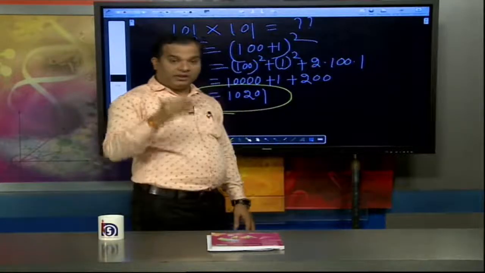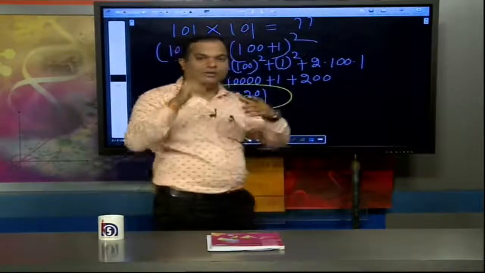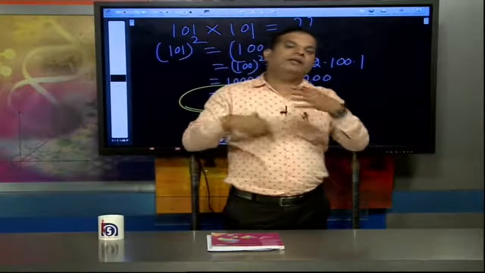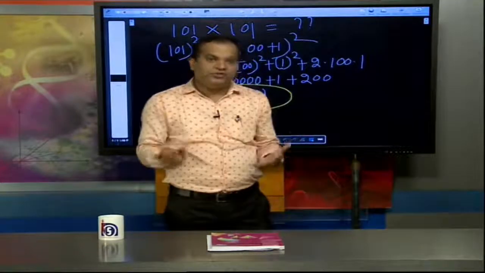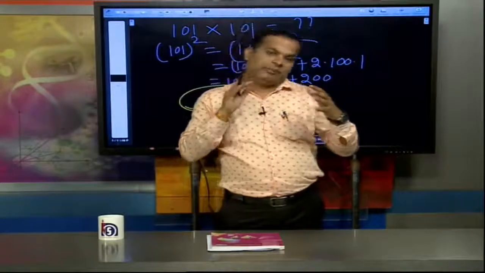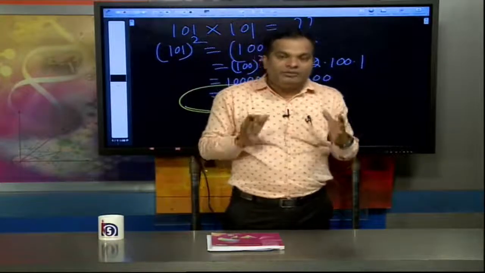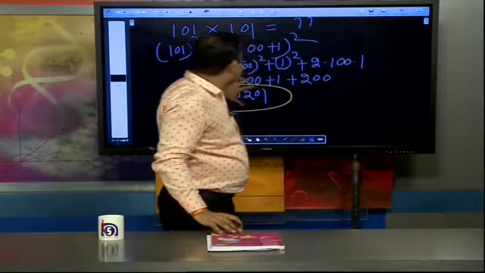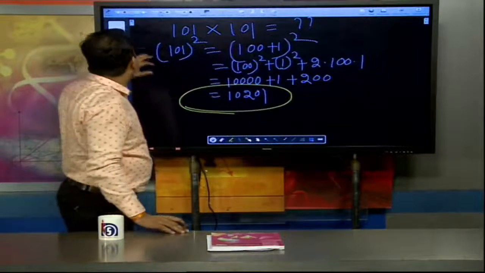So simply 101 into 101, by using that formula, how easily we can find this value. But when we multiply 101 by 101 directly, it will be lengthy and time consuming, and there may be a chance of mistakes. When we use the formula, we can easily find these things. That is very important, learners.